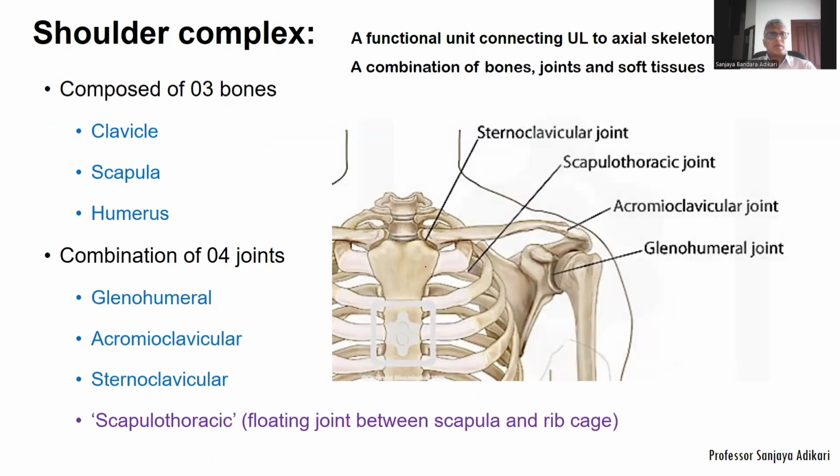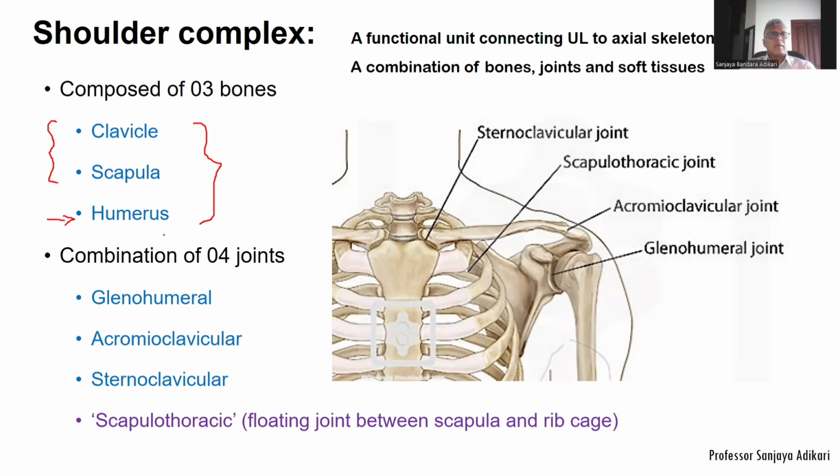Then this concept of the shoulder complex. So we talk about the shoulder joint, but when it comes to the range of movements of the upper limb, it's much more than the movements allowed by the glenohumeral joint. So that's why this concept of the shoulder complex has come into discussion. If you take the shoulder complex, there are three bones contributing to form it: clavicle, scapula, and the humerus. So it's the bones forming the pectoral girdle, and then the first bone of the upper limb itself.